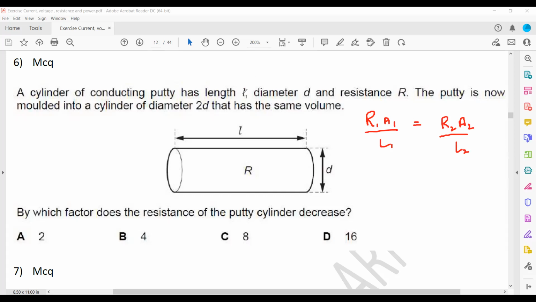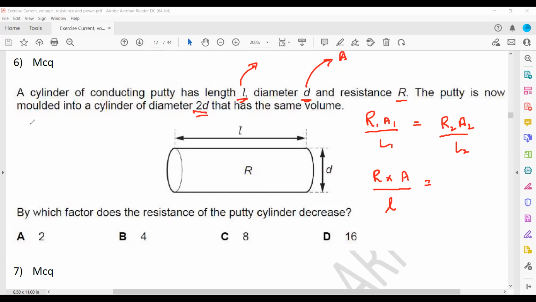So for example, the first resistance is R, so R1 is equal to R. What about area? Because the diameter is, for example, D, the area is A. The first area is A. And what about the length? The first length is L. Now what happened? It is molded into a diameter 2D.